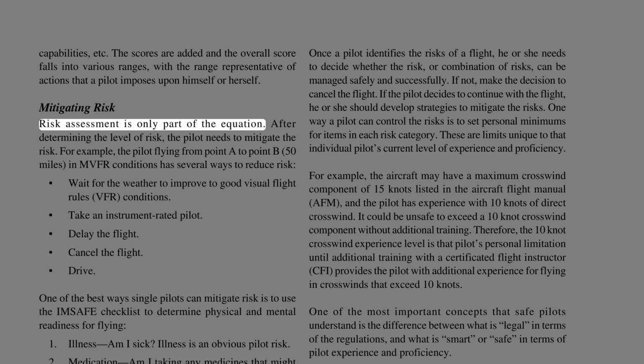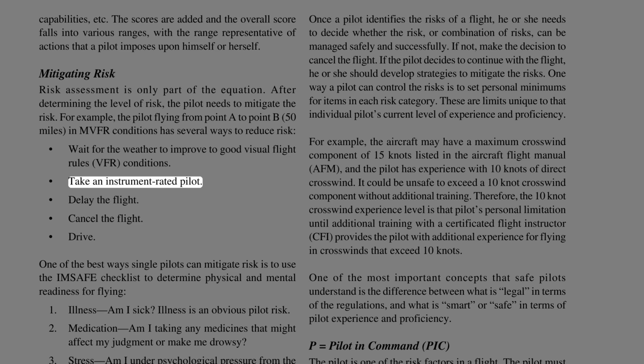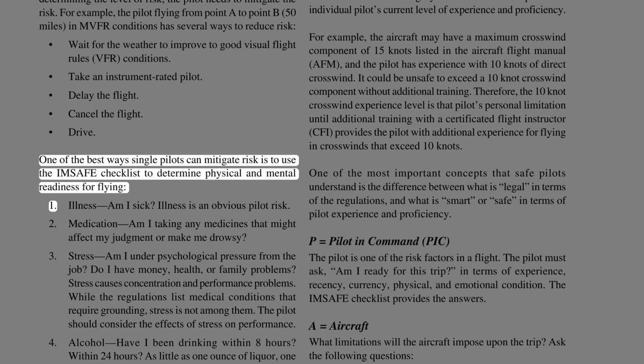Mitigating risk. Risk assessment is only part of the equation. After determining the level of risk, the pilot needs to mitigate the risk. For example, the pilot flying from point A to point B, 50 miles, in MVFR conditions has several ways to reduce risk. Wait for the weather to improve to good visual flight rules, VFR, conditions. Take an instrument-rated pilot. Delay the flight. Cancel the flight. Drive. One of the best ways single pilots can mitigate risk is to use the IMSAFE checklist to determine physical and mental readiness for flying.